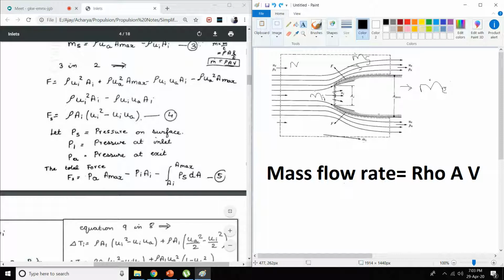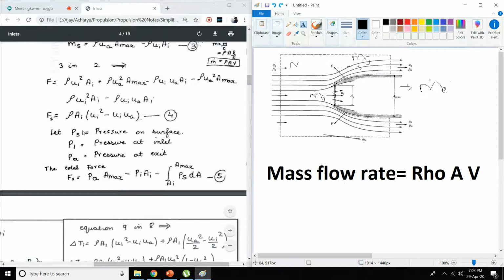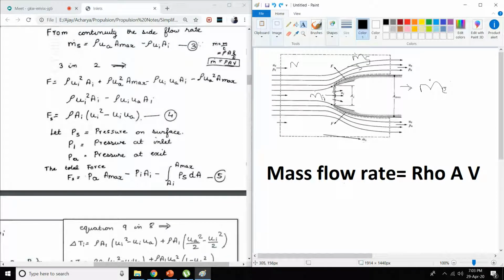Okay, and again if you have momentum thrust, correspondingly you have surface areas, you have inlet ai, max, and the whole thing. So therefore that should also consequently contribute to something called pressure force. Okay, so that pressure force, so you'll have pressure on the surface, that is the outer body, so you take that pressure to be as ps, and pressure at inlet as p1, and the pressure at exit as pa, which is the entry pressure also, so pa.